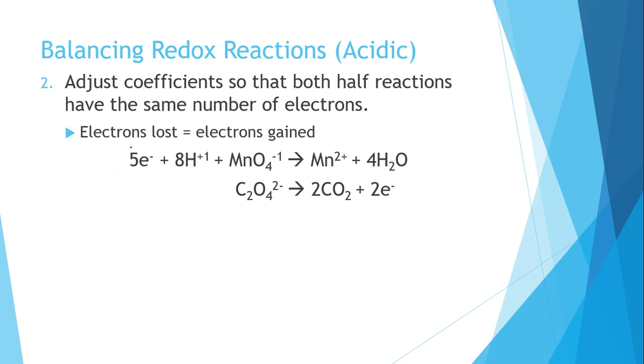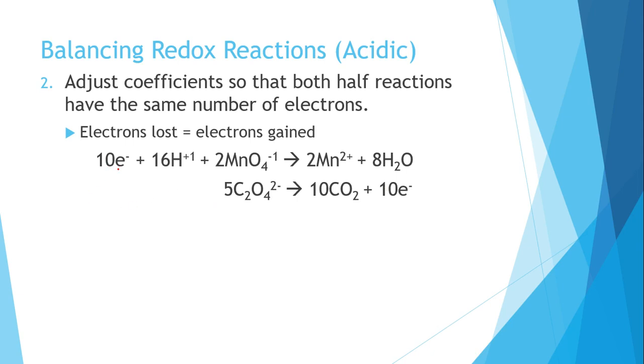So in order to get 10 electrons on the top, I'm going to take this entire equation up here and multiply it by 2. The 2 goes to everything. The bottom, we're going to take this whole entire equation and multiply it by 5 and distribute that 5. When you distribute out, you get 10 electrons, 16 hydrogen ions, and so forth. Now that you have your electrons equal, here are my 10 electrons on my left, here are my 10 electrons on the right, we can go to step number 3.